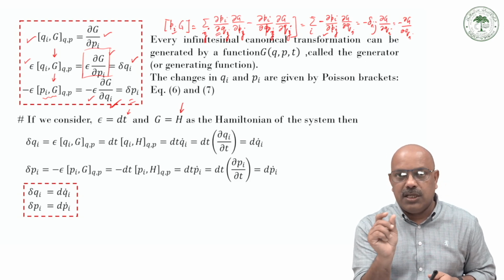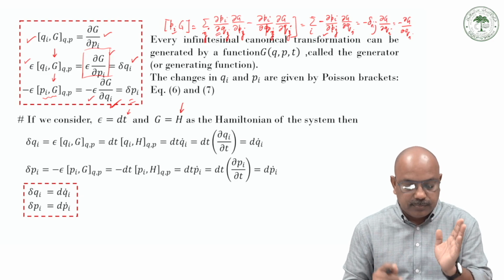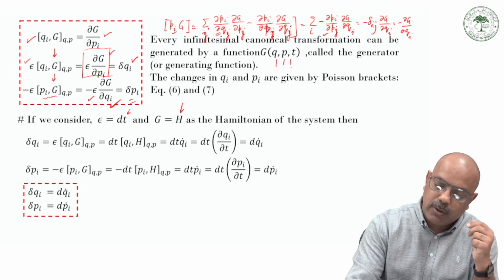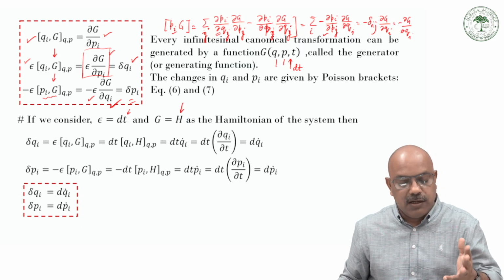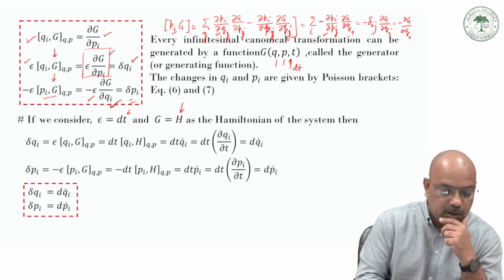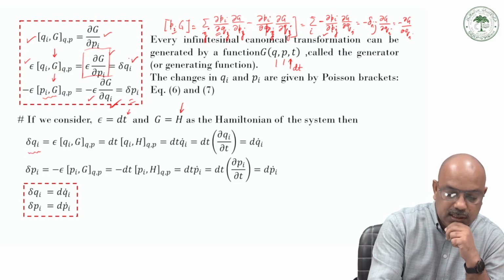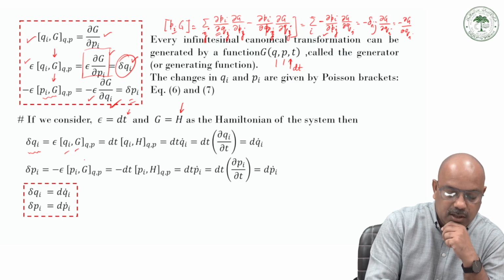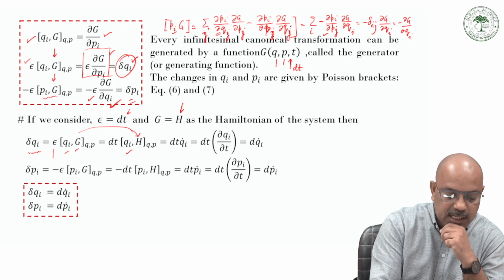My transformation is dt, epsilon is dt, an infinitesimal change in time, because the canonical variables are q, p, and t. So here epsilon is the infinitesimal change in time dt, and the generating function is the Hamiltonian. Then from the relation, my delta Qi is the Poisson bracket of Qi with G, and now G is H, and epsilon is my dt.